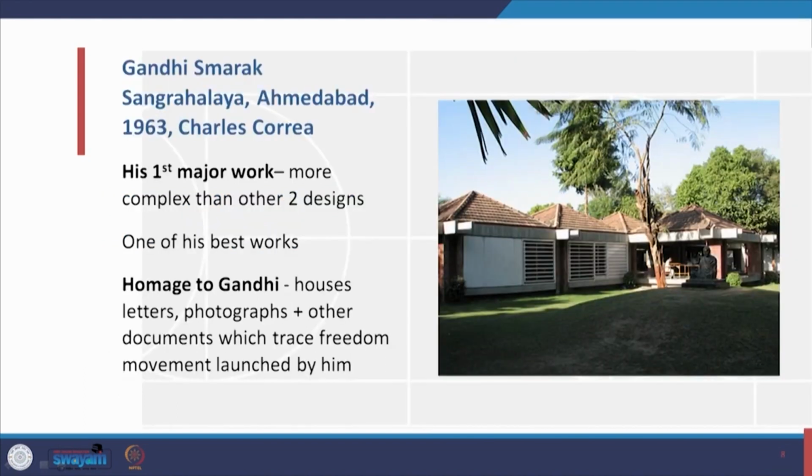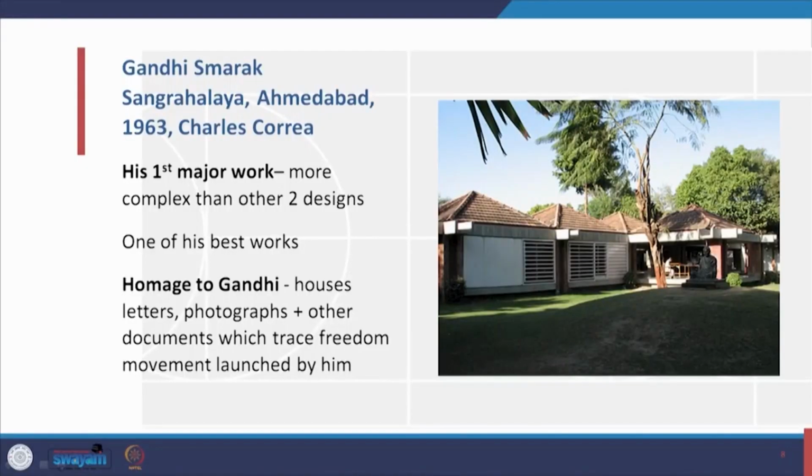Now coming to the Sangrahalaya, Ahmedabad, the first major project of Charles Correa, just as the Gandhi Memorial by Habib Rahman was his first major work in India. And this design was more complex than the other two designs, simply because it was not just going to be a memorial, it was a Sangrahalaya, a museum. So it's a memorial along with the museum, and one of his best works even till today. And it's a homage to Gandhi.